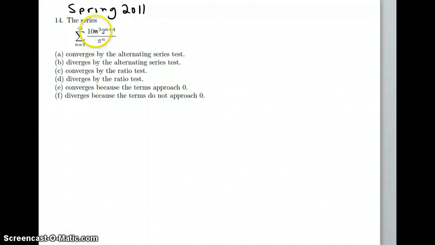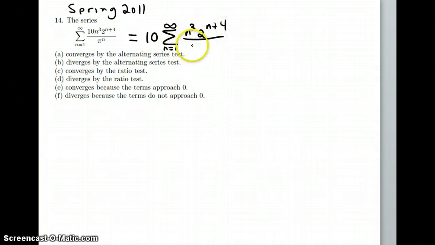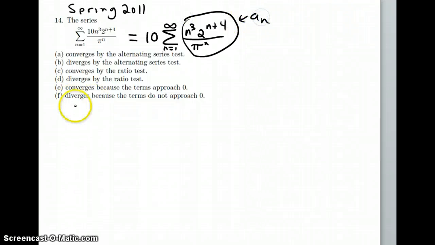Now, the 10 doesn't depend on n, and so actually it can come out. Whether you leave it in or you bring it out won't matter. You'll still get the same result. We will pull it out for practice in order to make sure that we focus on the part that is dependent on n. This here is our a sub n, and we're going to try the ratio test: the limit as n goes to infinity of the absolute value of a sub n plus 1 divided by a sub n.